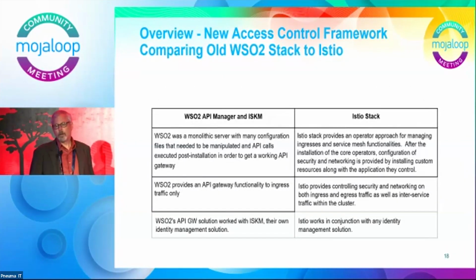First of all, if we compare what we're getting with Istio versus WSO2, WSO2 was a monolithic server, and it consumed lots of resources, and it required lots of configuration files that we weren't even using. We weren't using many of the services that WSO2 provided, but we still had to configure and run them. And also, ISKM was the only identity management solution that we could really configure WSO2 to use.